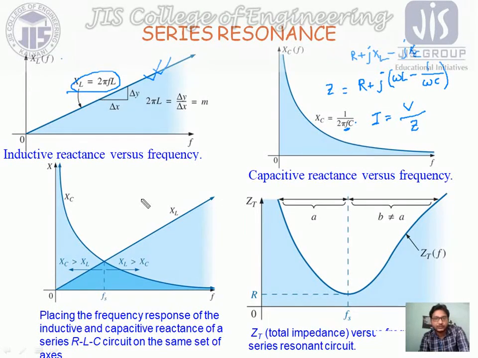So whenever we plot XL and XC in the same graph, this is the graph for XC that we have obtained, and similarly this is the graph for XL. And when we put them together, there is a cross point. At this particular point the inductive reactance and the capacitive reactance are the same, and when they are the same, resonance occurs, that we have already seen.